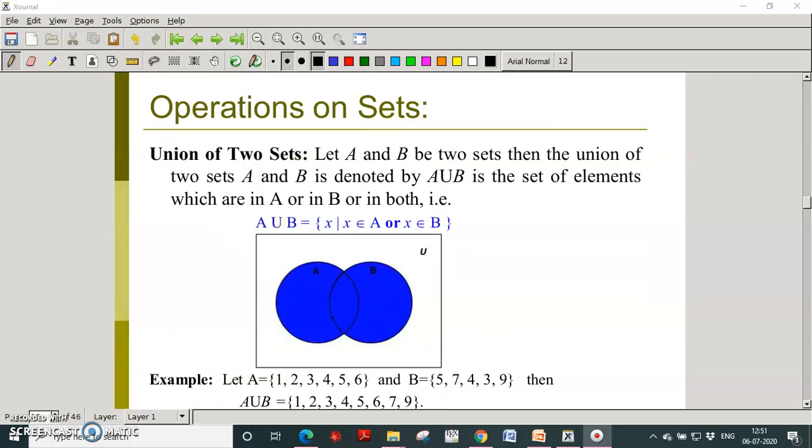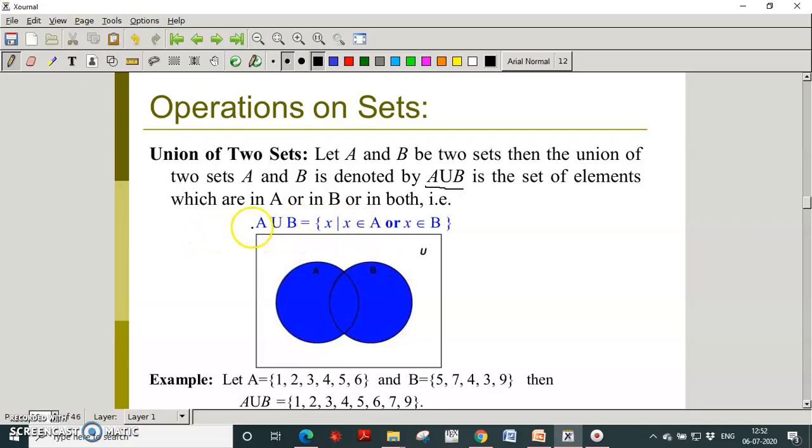Next is operations on sets. First, the union of two sets. Here we assume that A and B are two sets. Then the union of two sets A and B, denoted by A union B, is the set of elements which are in A or in B or both. Means in the union of two sets, the elements belong to set A or set B or both.